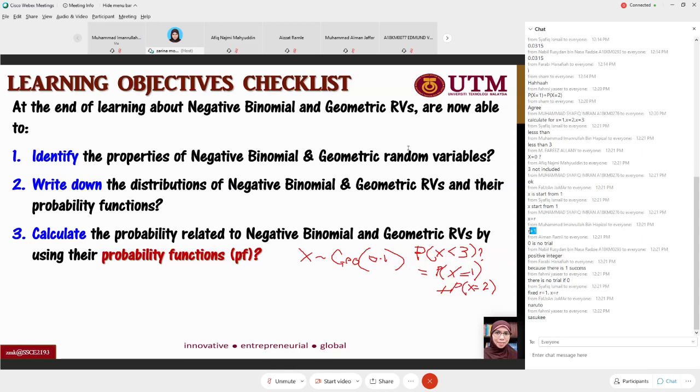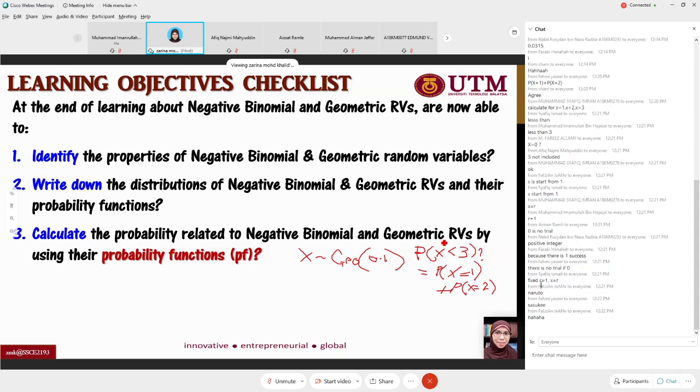There is no trial if x equals 0. That's Fahmi's answer, yeah? Because there is one success, yes. Positive integer, yes. 0 is not a trial. Okay, x must start from 1. Yes, that's correct. X starts from 1.